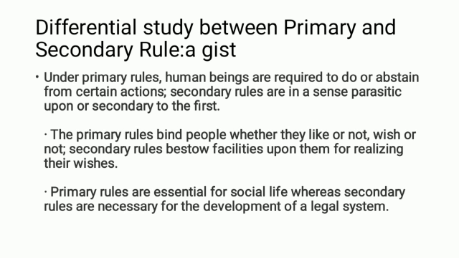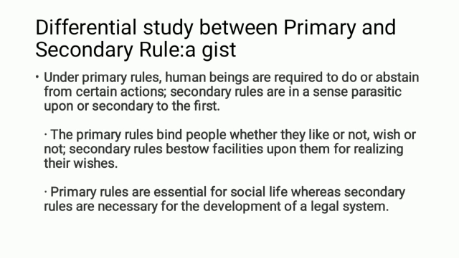The primary rules bind people whether they like or not, wish or not. Secondary rules bestow facilities upon them for realizing their wishes. So primary rules bind people. So it talks about binding the people. Matlab they have to follow the rule whether they like it or not. और सेकेंडरी रूल bestow facilities upon them for realizing their wishes. वो फैसिलिटी बिस्टो करते हैं, कॉन्फर करते हैं लोगों के ऊपर कि वो अपना विश रियलाइज करें.